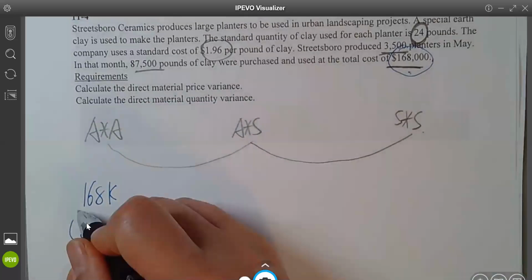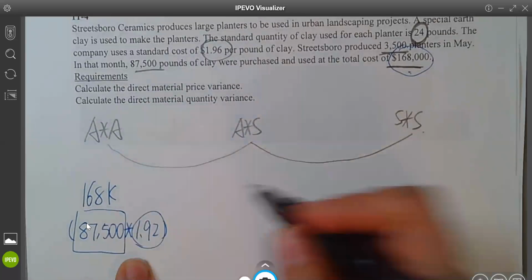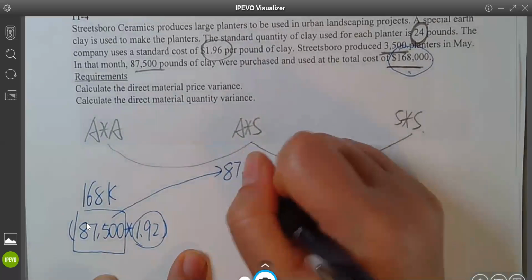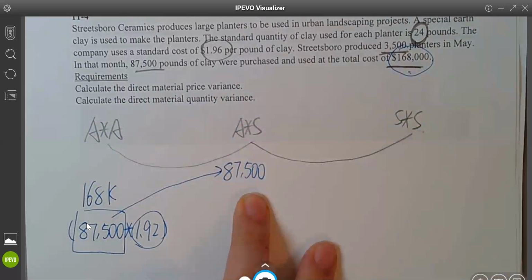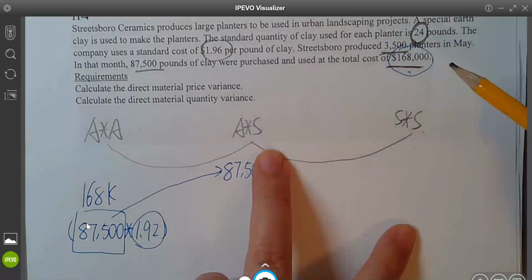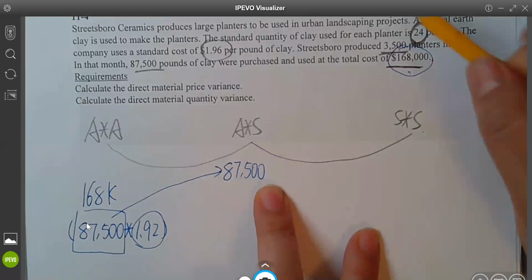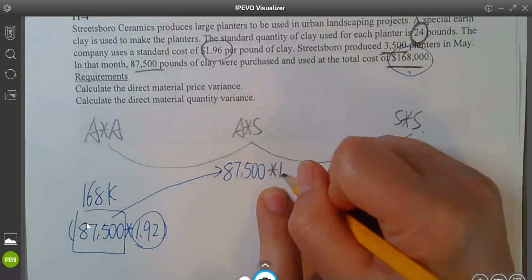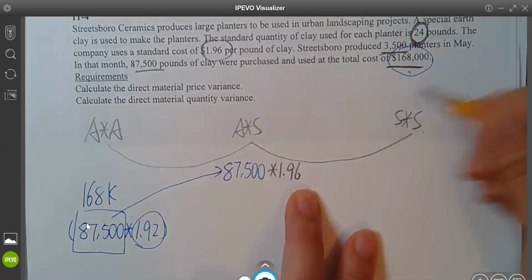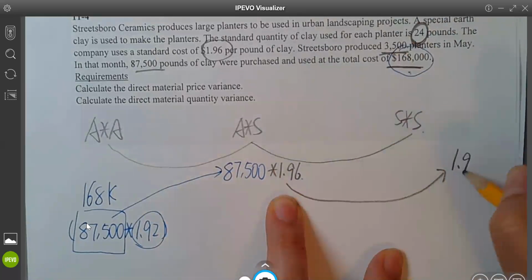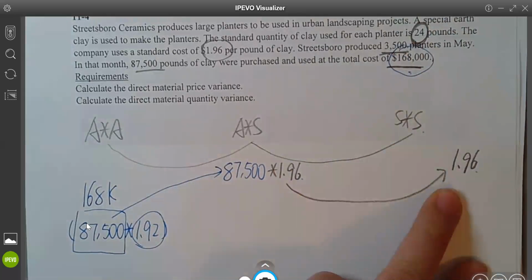And then when you put the actual pounds, you should put the actual 87,500 there. You should put your actual pounds there. And then your standard cost is 1.96. When you put your 1.96 there, you can put 171,500 here.